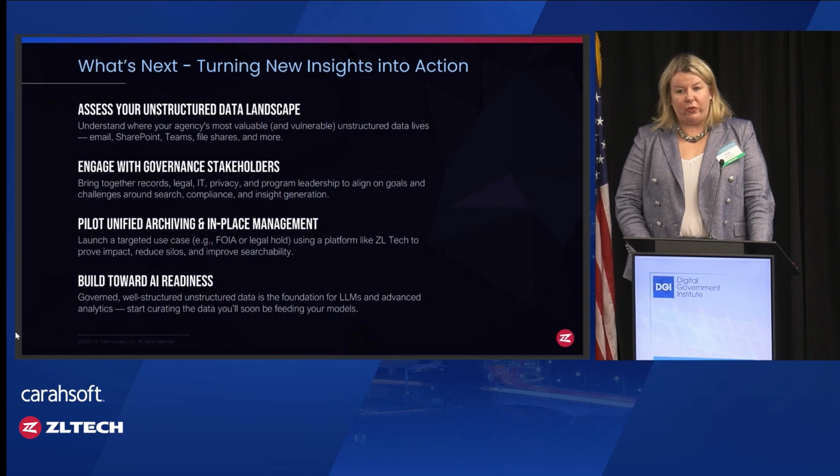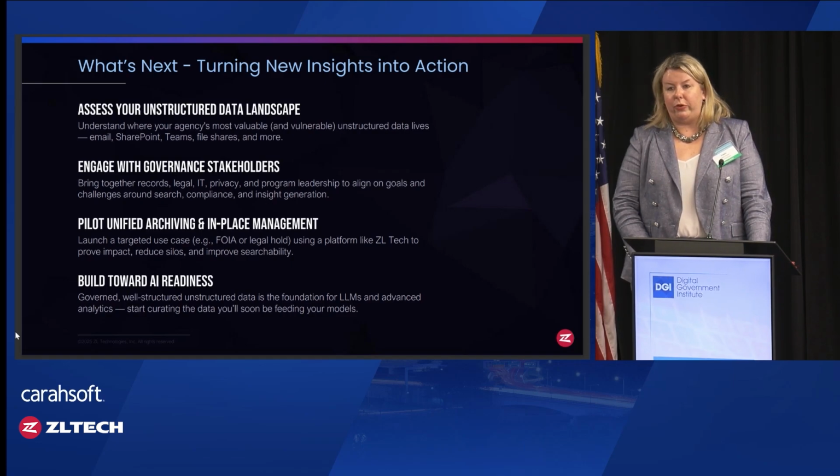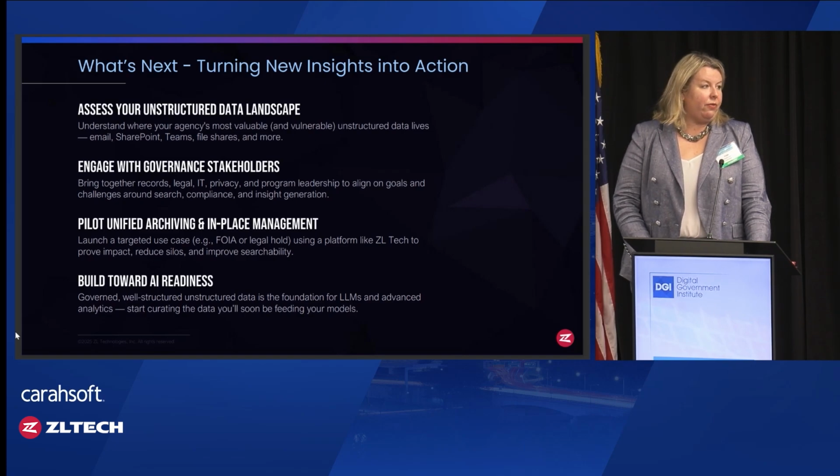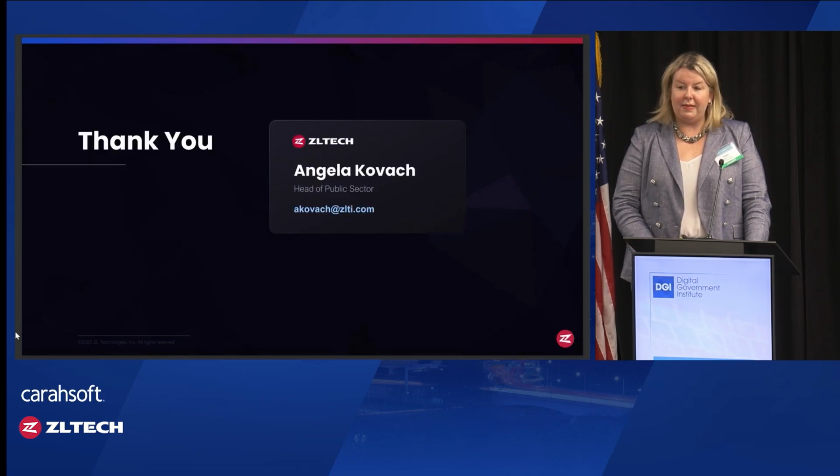And then I think it's building towards AI readiness. So you want to set up your foundation for well-governed data, know where that data lives, have all of the stakeholders together, and then make a plan for what we do with AI. What are the use cases of AI that we have? How are we going to feed that AI and what's its purpose? And that again will inform what data and where it comes from and who needs to be at the table. And that is it from me.